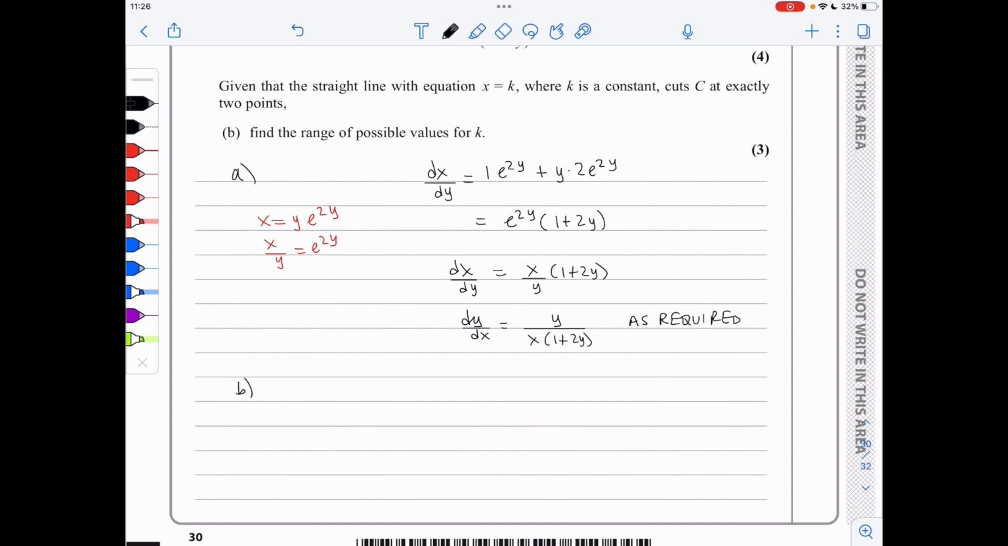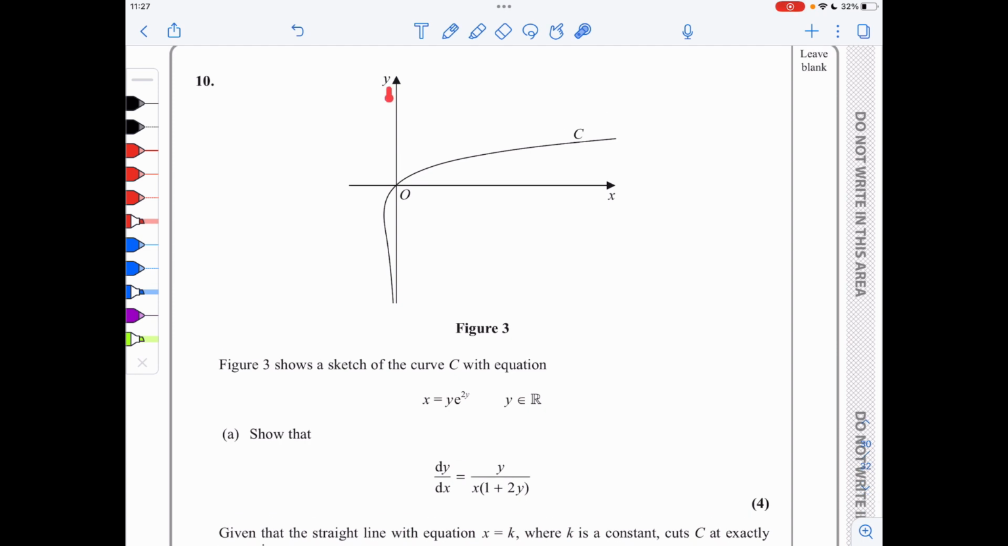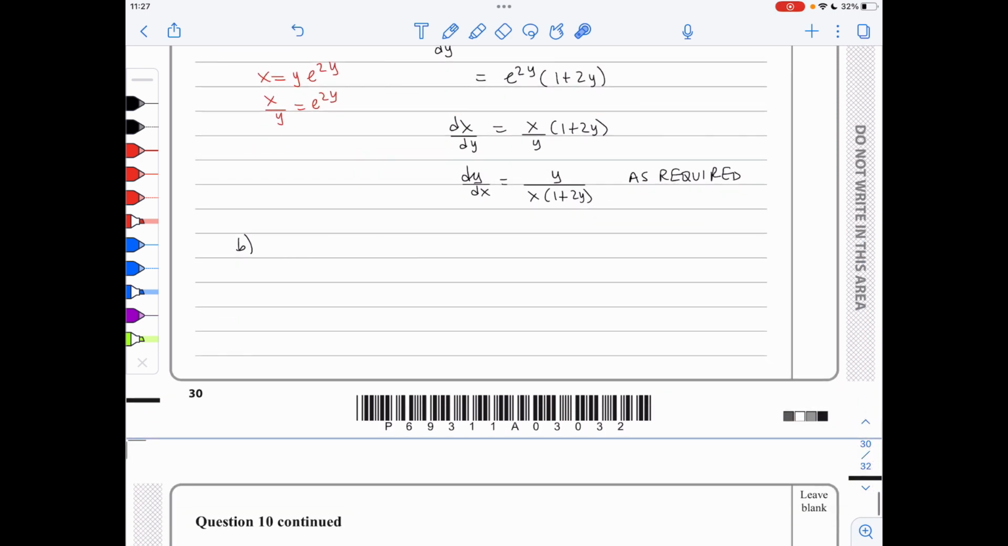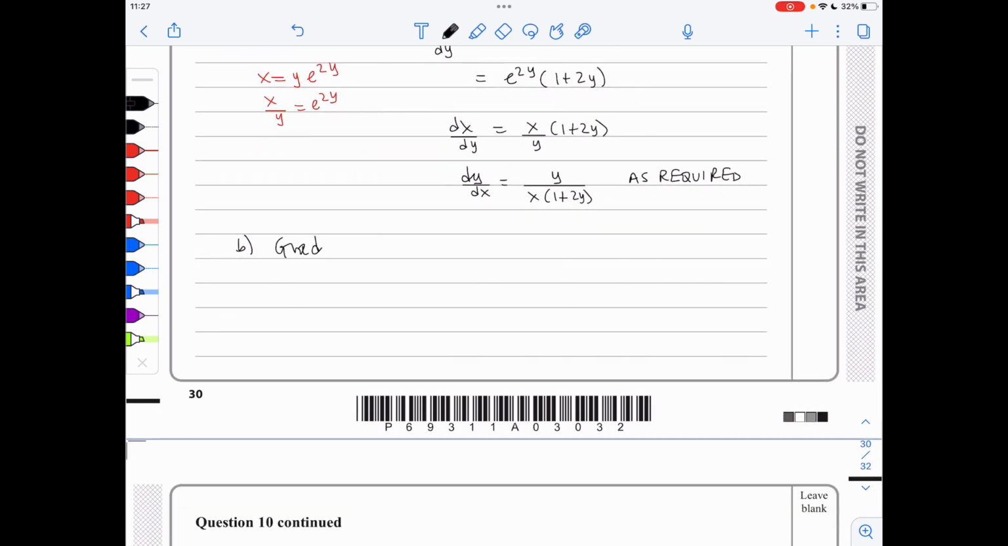Now in part B, we are told that the straight line with equation x is k is cutting at exactly 2 points, and we need to find the range of possible values of k. So to do that, let's consider first of all that we are looking at the vertical line, and we're looking at the cuts. So a vertical line has an undefined gradient. That's crucial, it's the starting point, so the gradient is undefined. And since the gradient is given by the dy dx expression, we can see that this will be undefined when the denominator is zero. So we've got an undefined gradient when x is zero, or when 1 plus 2y is 0.